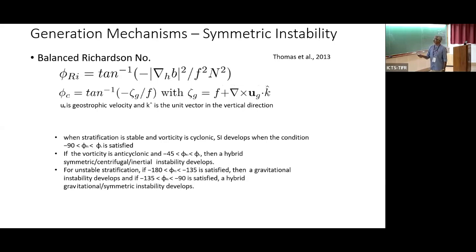When the stratification is stable and the vorticity is cyclonic, submesoscale instability develops when the Richardson number is between the critical value and -90. And if the vorticity is anticyclonic and Ri is between -45 and phi c, then it is favorable for the generation of hybrid symmetric, inertial, or centrifugal instability. And for unstable stratification, these are the conditions.